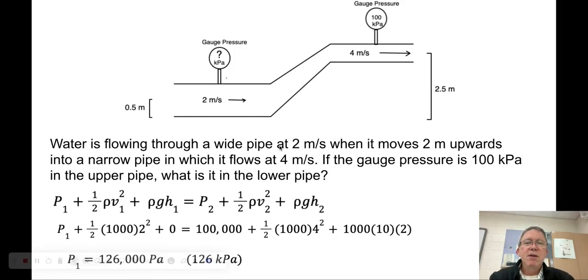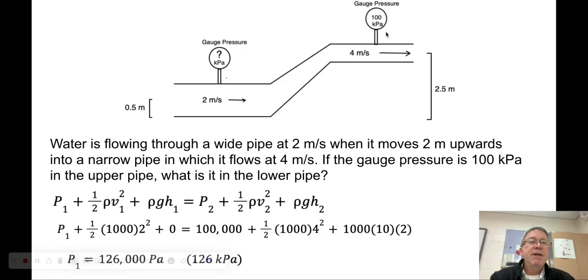Water's flowing through a wide pipe at 2 meters per second. Okay, and I don't know what the gauge pressure is here. All right. Now what's going to happen is it's going to go uphill and the pipe is going to narrow. So now it's going at 4 meters per second.